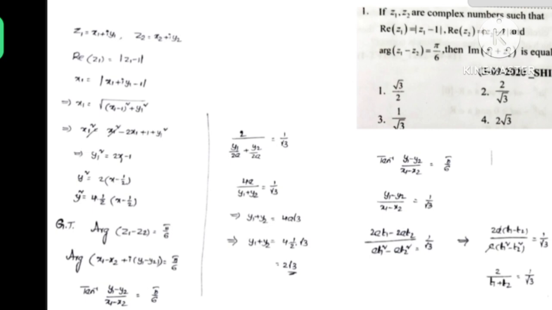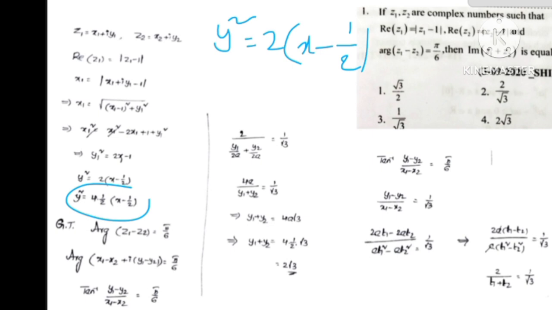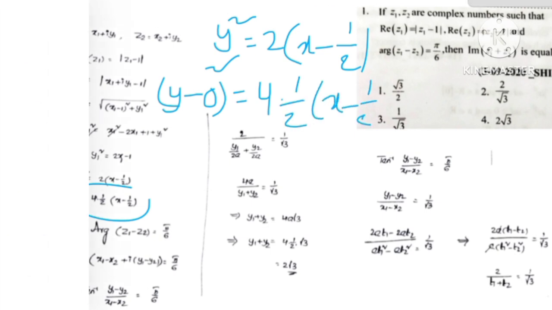Okay, here what you get, the equation is in the form y squared equals 2 into (x minus 1/2). So this is the parabola equation. The notation is like that: (y minus 0) whole squared is equal to, just taking this 2 as 4 into 1 by 2, of (x minus 1/2). Understand all of you?